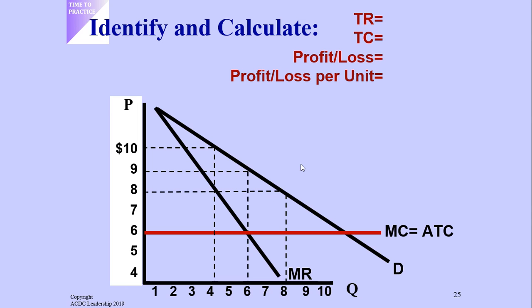What's their total cost? 36. How do we get that? Because in this case, this is representing both the marginal cost and the average total cost. So at 6 units, the average total cost as well as the marginal cost is 6. So 6 times 6, 36. That leaves us with a profit or loss. Profit of 18. That's the difference between them. And then the profit per unit would be 3, which is that 18 divided by 6.